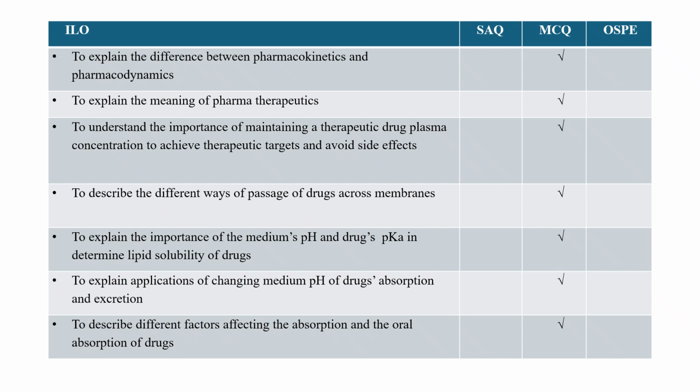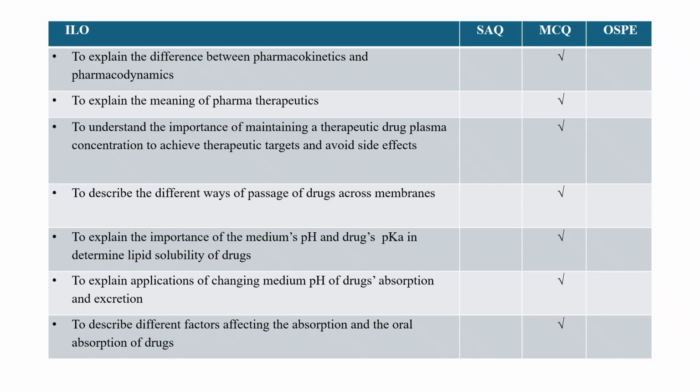To understand the importance of maintaining a therapeutic drug plasma concentration to achieve a therapeutic target. Here, we want to highlight the importance of the plasma concentration. Without having an adequate, well-maintained plasma concentration of the drug in the blood, you will not get a pharmacological action. So all the actions that you describe about drugs, all the talk about agonism, antagonism, dose-response relationship, concentration-response relationship, it will not happen unless the drug reaches and maintains adequate concentration in plasma. So this is just about appreciating this and understanding this.